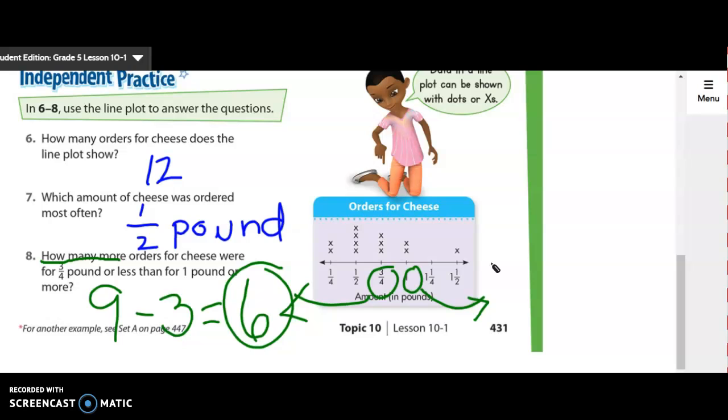I wanted to point out on this question also, you need to be careful when answering these types of questions because you might see it written like, how many more orders for cheese were for less than 3/4 of a pound? And in that case, you wouldn't include the 3/4 of a pound in your counting. You would only include the ones less than it. But if it says 3/4 of a pound or less, we know we're including it with that.